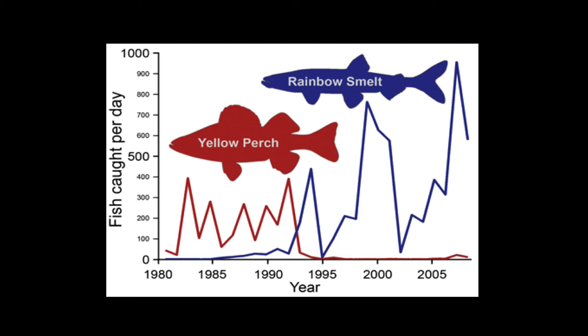Or at least when the perch went away, that seems to have somehow allowed the smelt to go up, right? Now we don't know causality here, but cool. So in other words, an effective graph also. Now our data don't always show this, but in an ideal world, not only does our data show what we found, it actually takes the audience to the next level.